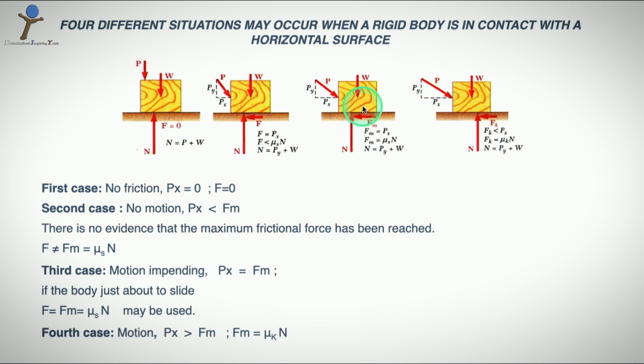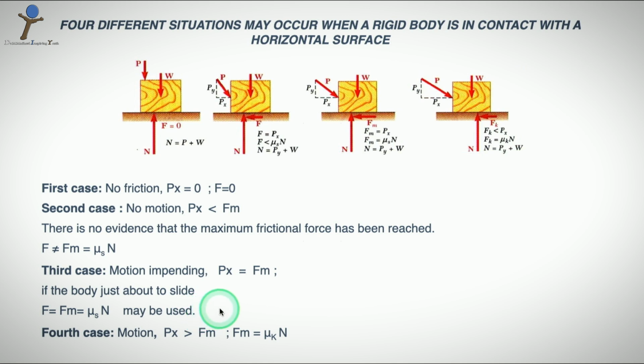Now in the third case, if you just increase the angle, or change the angle of application of force with respect to the horizontal line, then the motion may be impending when Px is equal to Fm. If the body is just about to slide, then F is equal to Fm is equal to mu s n may be used.